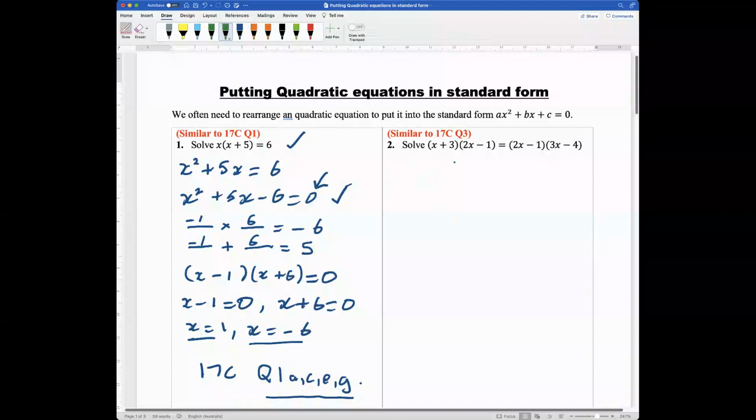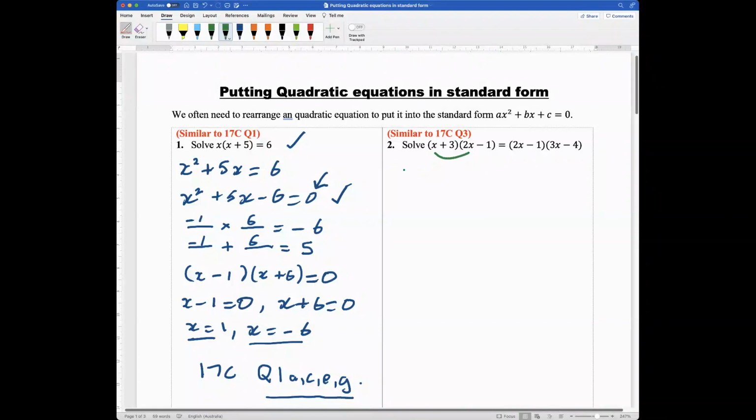Okay, so for 17C question 3, this example relates to question 3 of the exercise. So have a look. You've got two lots of brackets on either side of the equal sign. A couple of ways we can do this. I guess the standard way is to expand the brackets.